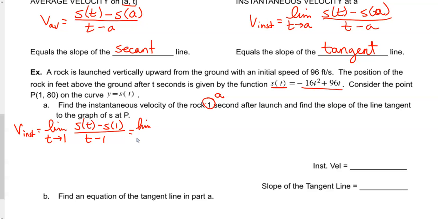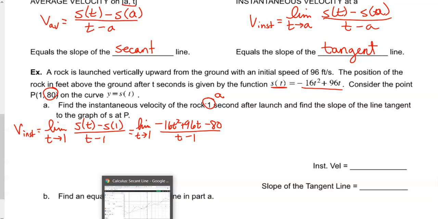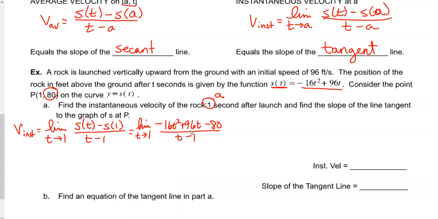So let's fill in S of t. Limit as t goes to 1. Remember, don't drop off your limits. S of t is this function, so I'm going to go negative 16t squared plus 96t, and then minus S of 1. Well, I can put 1 in there, but we already know what that is from this point over here. So I want to subtract 80 from that, all over t minus 1. Now, if I plug 1 in the top, I'm going to get 80 minus 80, because if I plug 1 in there, I get negative 16 plus 96, which is 80. Minus 80 is 0. Plug 1 in the bottom, I get 0 as well.